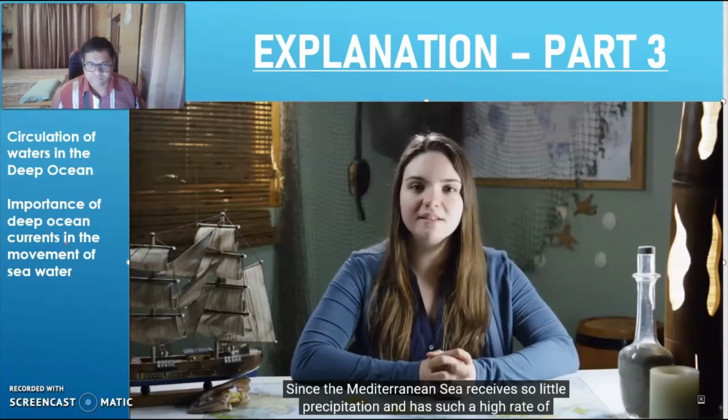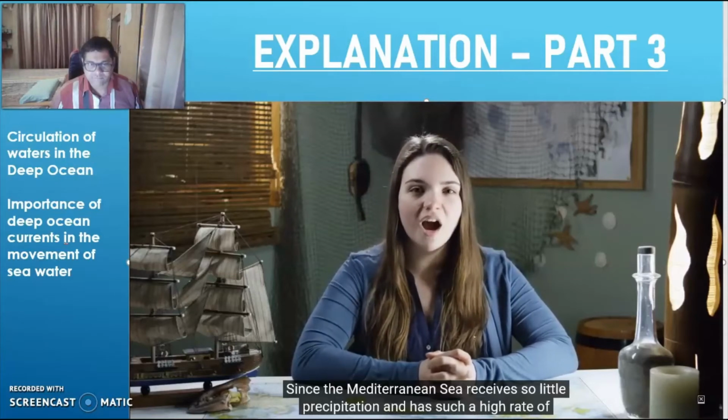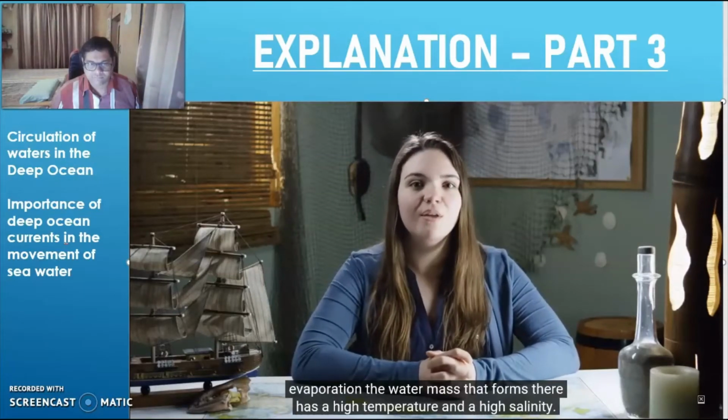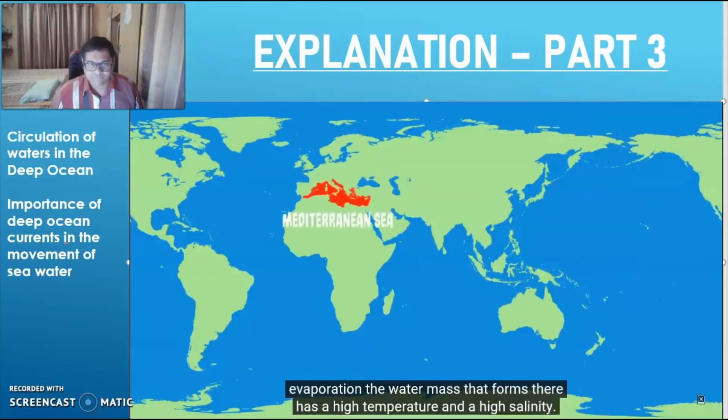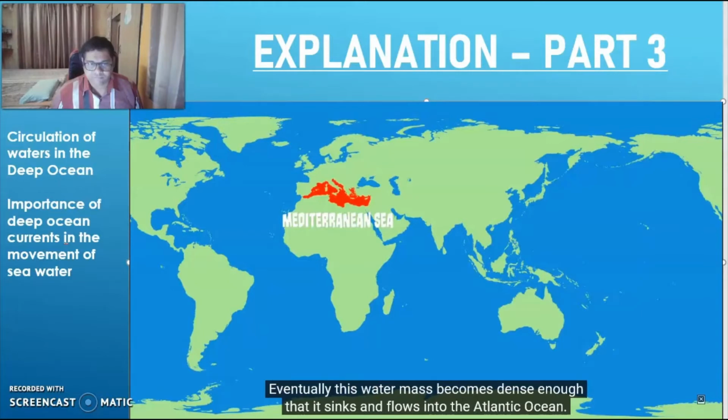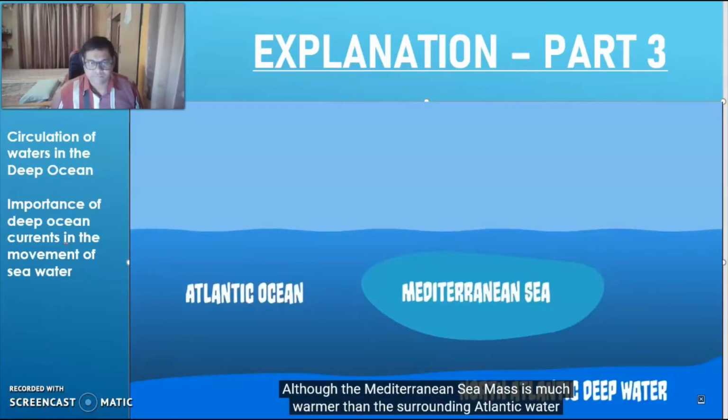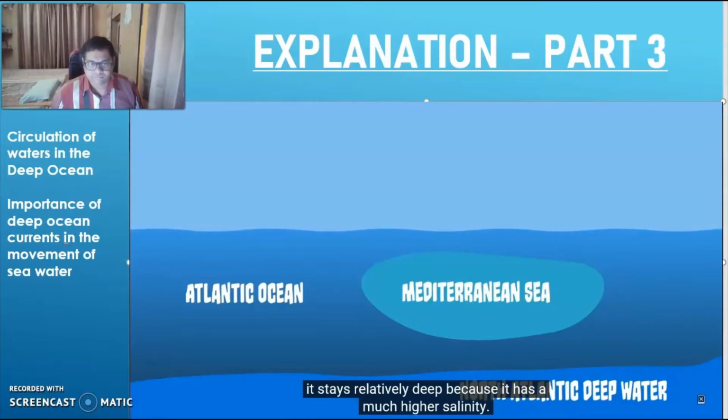Since the Mediterranean Sea receives so little precipitation and has such a high rate of evaporation, the water mass that forms there has a high temperature and a high salinity. Eventually, this water mass becomes dense enough that it sinks and flows into the Atlantic Ocean. Although the Mediterranean Sea mass is much warmer than the surrounding Atlantic water, it stays relatively deep because it has a much higher salinity.